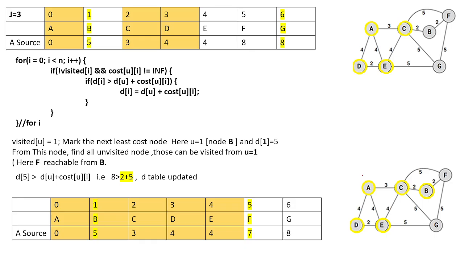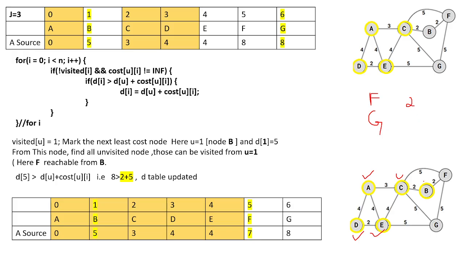We have A already visited, C visited, D visited, E visited. Now we go for the next least cost node, that is B. What are its neighbors? One neighbor is F, the other neighbor is G. What is the cost of reaching F? Only one node, that is F only, 2.